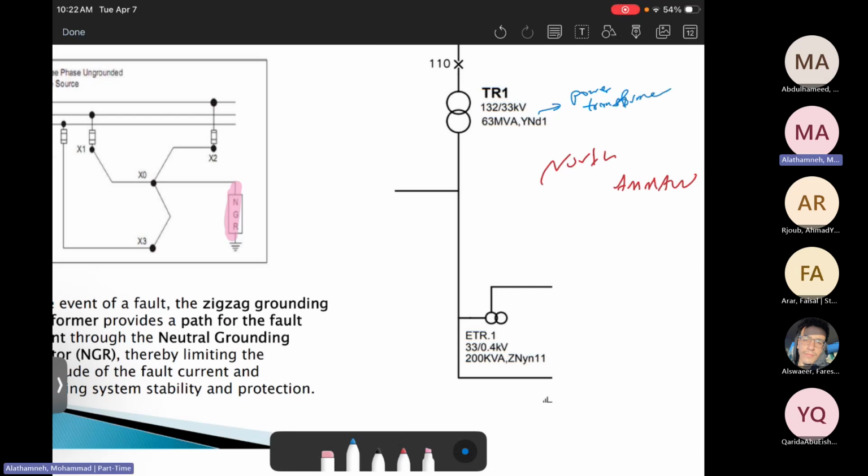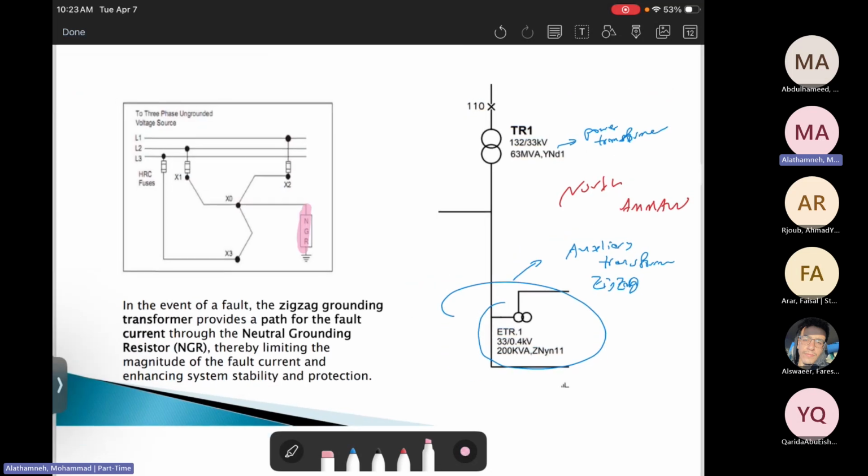When you look at ETR1, I said before, do you remember that? We said this is the auxiliary transformer, or we can say this is the zigzag transformer. Whatever you want to call it, auxiliary, zigzag, or grounding transformer, they are all the same. The main reason for it is to supply power to the substation and provide the neutral points for that transformer.